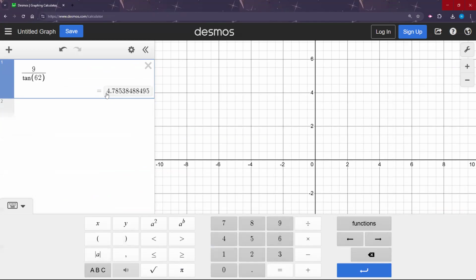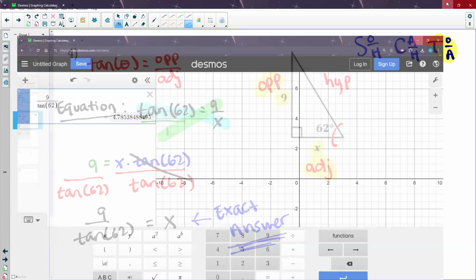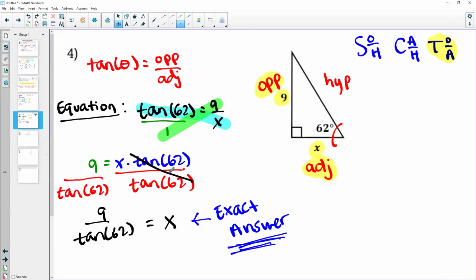Looking at what we have here, we're looking at 4.78538, and the decimal goes on. You're rounding to the nearest two decimal places. So I'm looking at 0.78. Is this going to stay as 0.78, or is it going to round up to 0.79? To decide that, look at the following number. That following number is 5 or more, so it's going to round up. So this will round up to 4.79. So 4.79 is the approximate value for x.